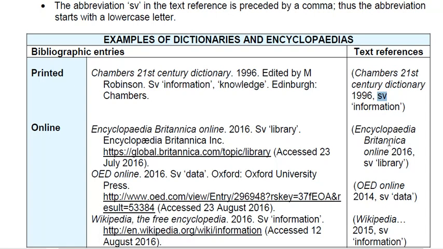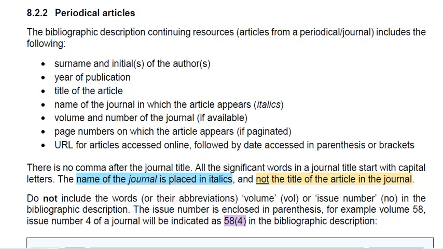Then the in-text citation is going to be Encyclopedia Britannica Online, always in italics, the year of publication, and the particular word that you're looking for. So you can see that these things are very much similar. It is one and the same thing. We use the same way when we are referencing a study guide and an encyclopedia. So now we're going to look at journals. Periodical articles.